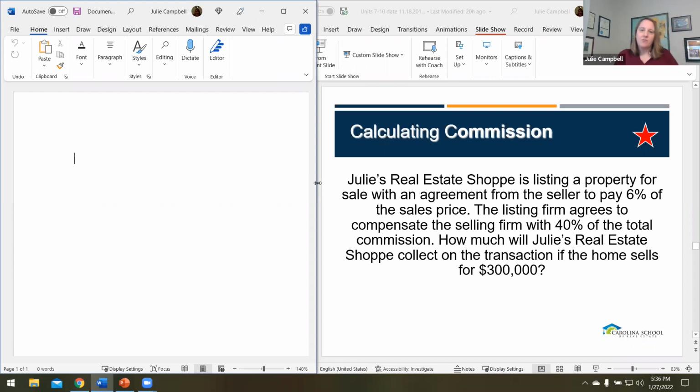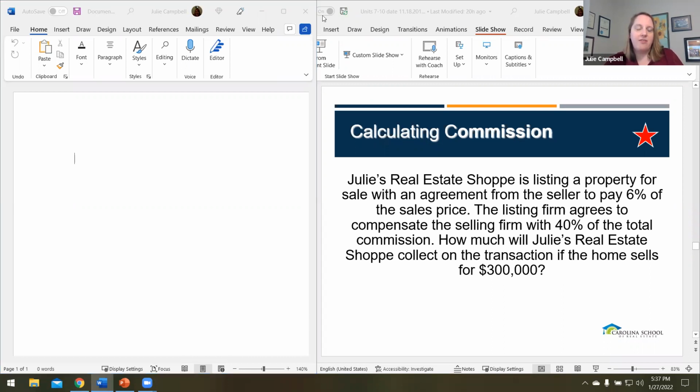Okay. So let's see what we got with this one. Julie's real estate shop is listing a property for sale with an agreement from the seller to pay 6% of the sales price. The listing firm agrees to compensate the selling firm with 40% of the total sales price. How much will Julie's real estate shop collect on the transaction if the home sells for $300,000?